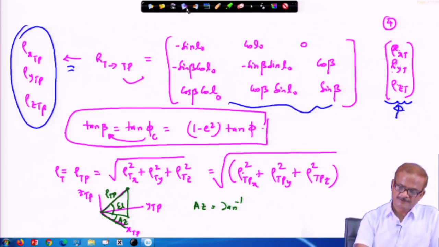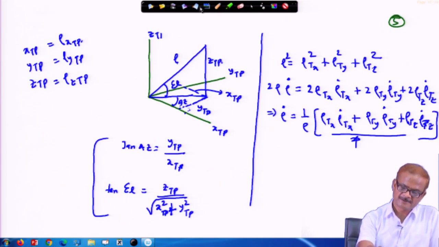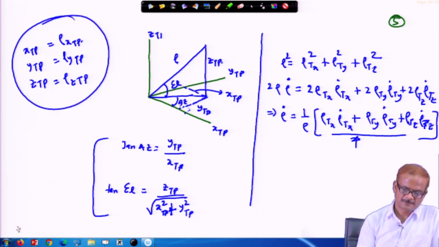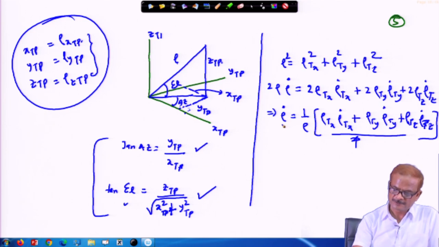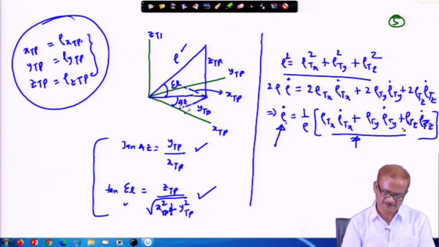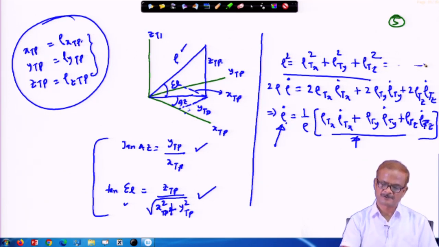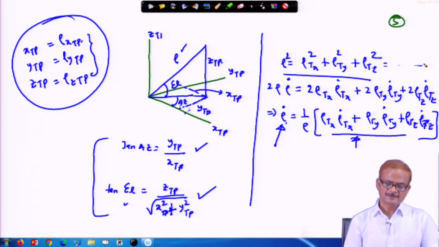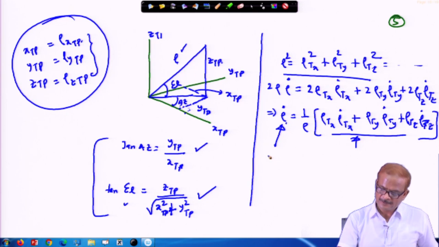So, you can see that by a series of mathematical reductions, we are able to come to this point. Once these three are known, immediately the azimuth angle and the elevation angle can be estimated, and together with this the rho dot can be estimated. What will be the rate of change of this range? Either you write it like this or the topocentric one, you will come to the same result, because they are connected by the same equation. This way you are able to get the observations.